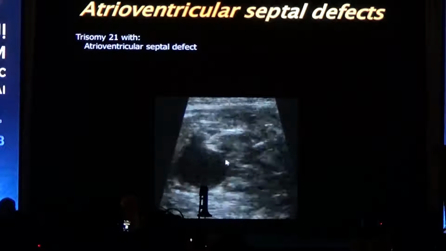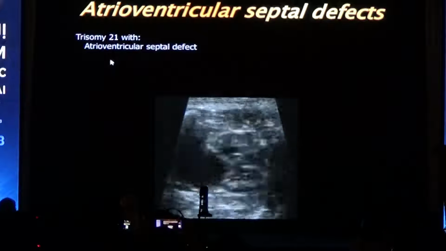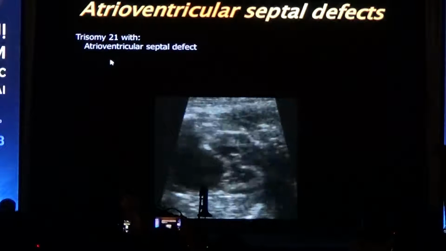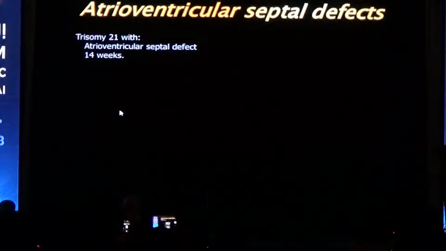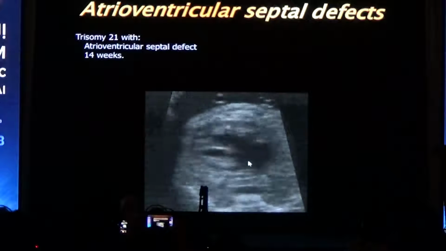This is the complete form in a baby who has trisomy 21. So you find atrioventricular septal defect, the complete form. The predominant thinking you have is with trisomy 21. Here's a younger baby, also trisomy 21, 14 weeks.